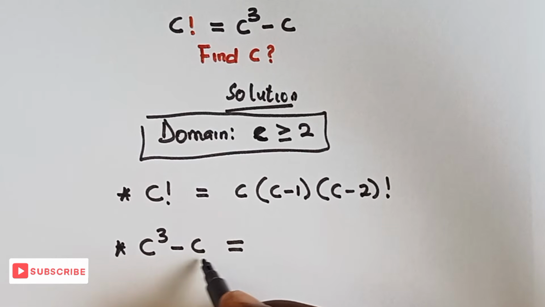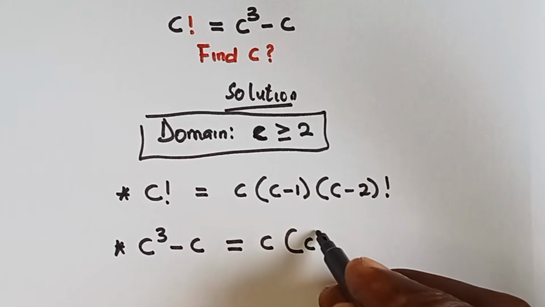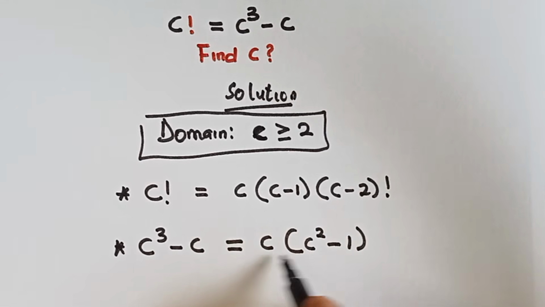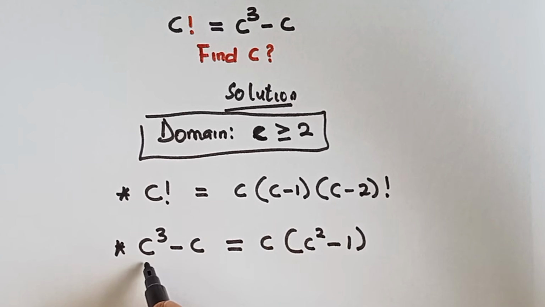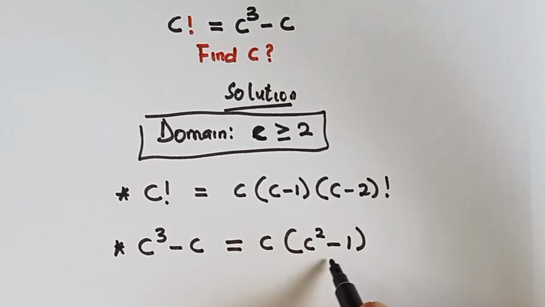Then let's factor out the c first. C is common, we bring it out. Then what do we have here? We have c squared minus 1, okay, because c times c squared will give us c cubed, then c times minus 1 will give us minus c. Then we can still factor this, so we can use difference of squares.